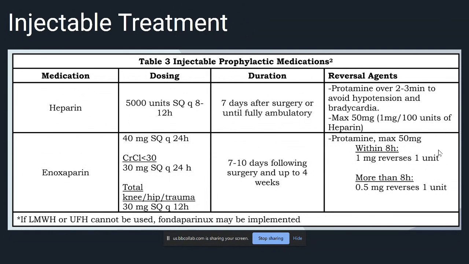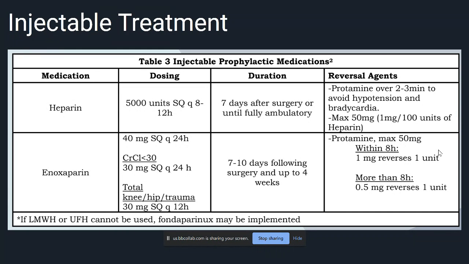So enoxaparin dosing would be 40 milligrams subcutaneously every 24 hours, unless the renal function is below 30 mils per minute, and then the dose preferred would be 30 milligrams subcutaneous every 24 hours. Enoxaparin has a very special indication for prophylaxis for total knee, hip, or trauma, where that is dosed specifically at 30 milligrams subcutaneously every 12 hours. The duration of enoxaparin is 7 to 10 days following the surgery and up to 4 weeks.